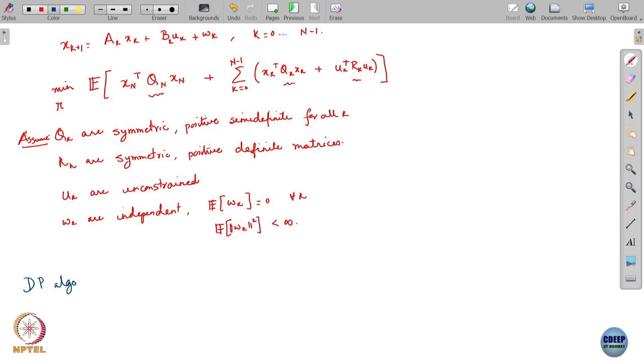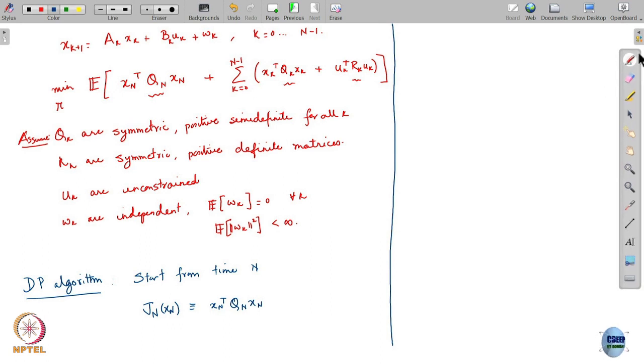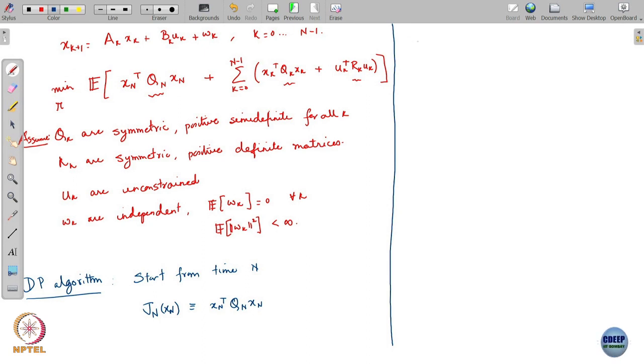and let us now apply the dynamic programming algorithm. So, what is the approach? We would have to start from the last time instant. And over there, we define simply the value function to be simply the terminal cost. So, we define J_N of x_N to be identically equal to x_N transpose Q_N x_N. All right, this is the initialization for the dynamic programming algorithm.